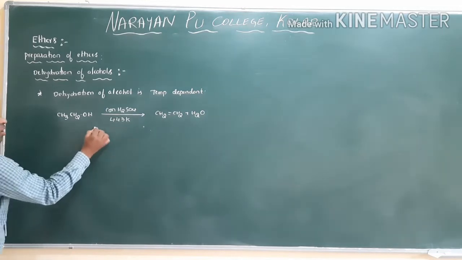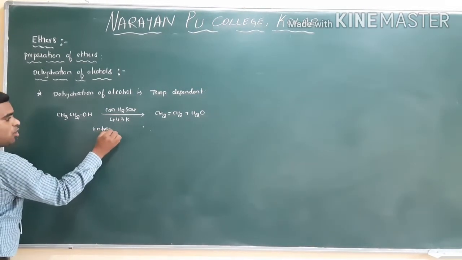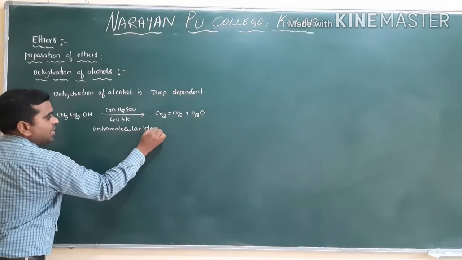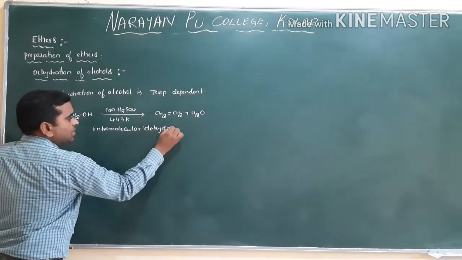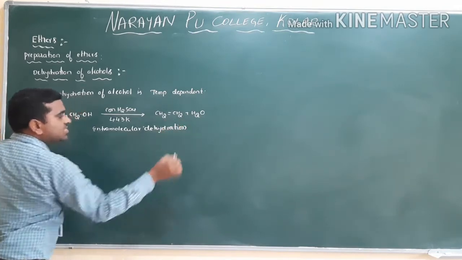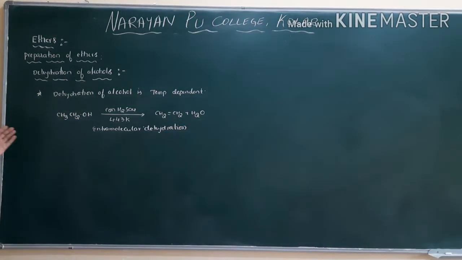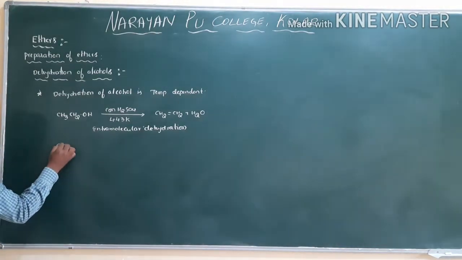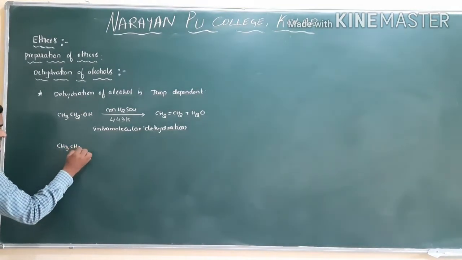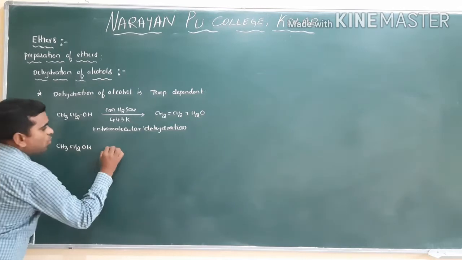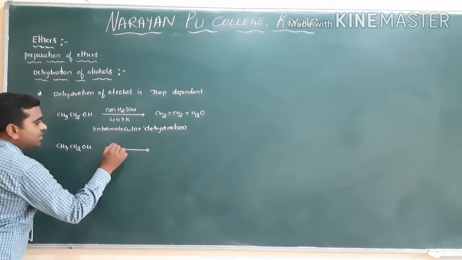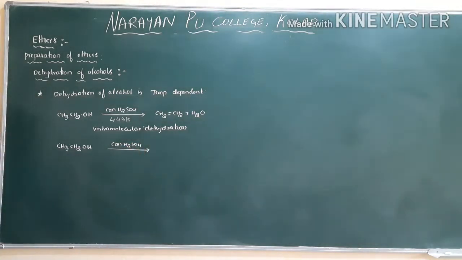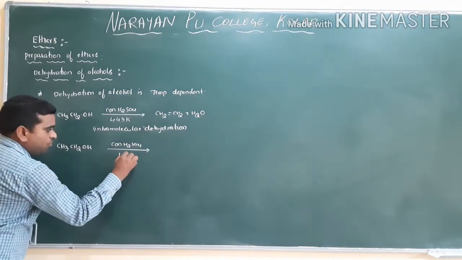And this we call intramolecular dehydration. Intramolecular dehydration means the dehydration takes place within the molecule. Now if I take the same molecule, CH3CH2OH, and maintain concentrated H2SO4, the same catalyst, but I maintain 410 Kelvin.